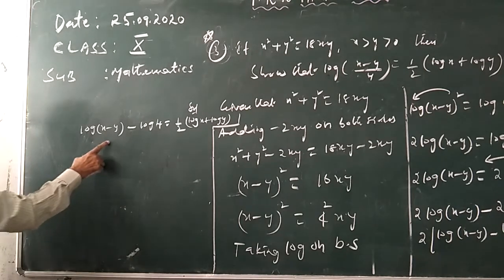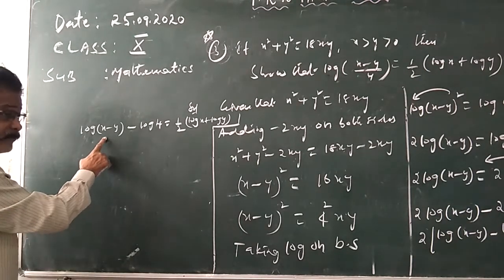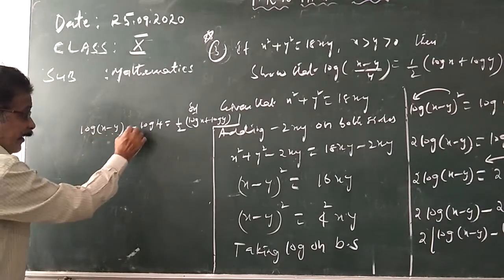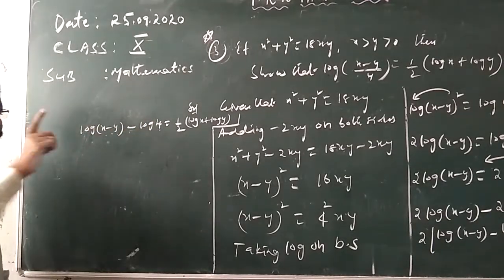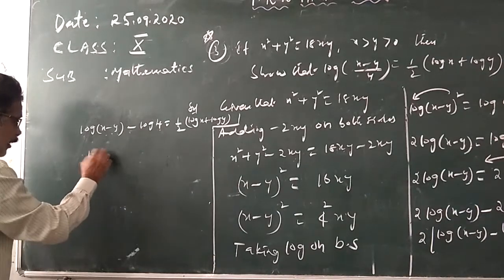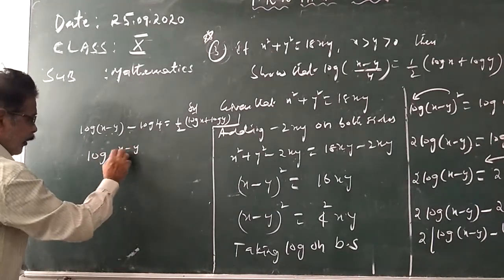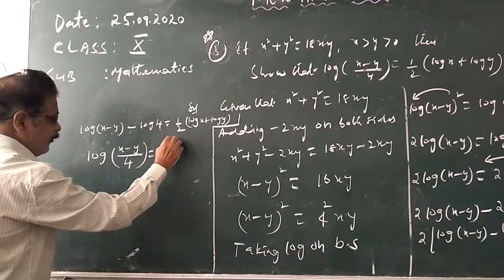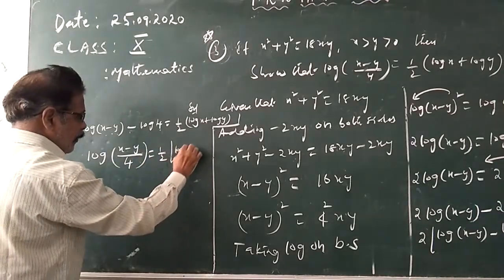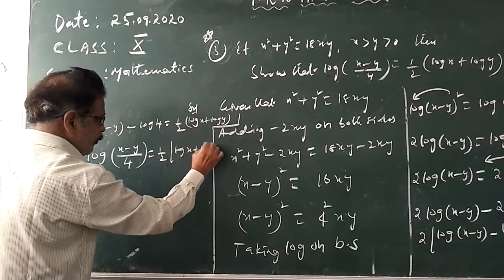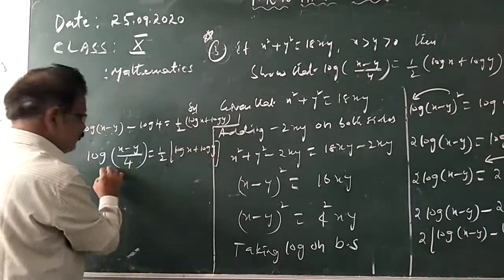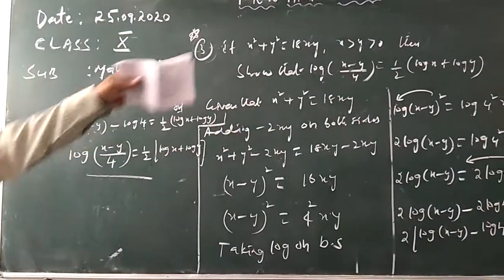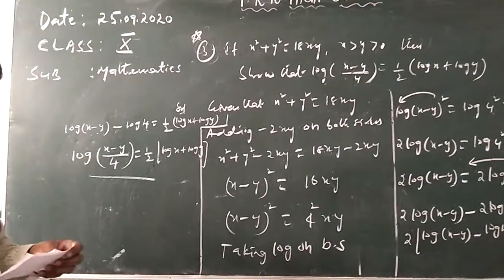So this is what? The second law of logarithm: log x minus log y means log of x by y. Here x means x minus y and y means 4. So log of (x minus y) by 4 is equal to half of log x plus log y. Hence proved: log of (x minus y) by 4 equals 1 by 2 of log x plus log y.